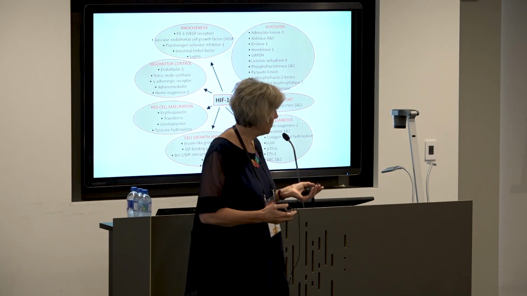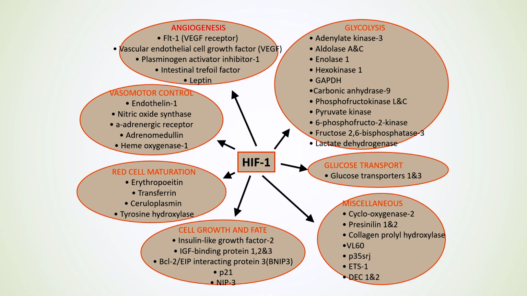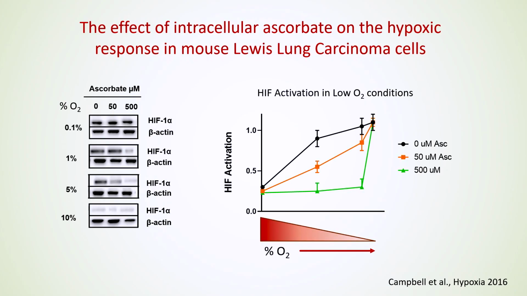So HIF1 controls many genes, including the genes that regulate glycolysis, cell growth and death. There's hundreds of genes that get switched on by this factor. So it's very important to control it in terms of controlling cell fate. And so we've done a lot of research into this, particularly around the cancer story.